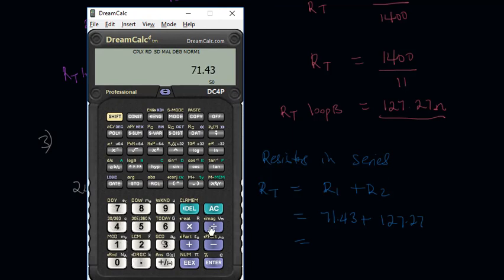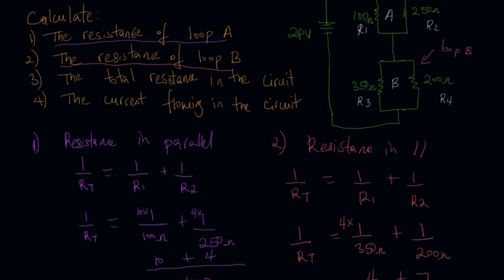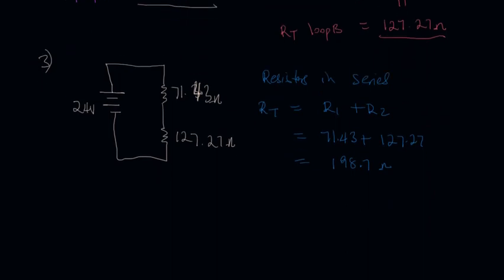71.43 plus 127.27, and our answer is 198.7 ohm. So that's the total resistance in the circuit. Now part 4 wants us to find the current flowing in the circuit.